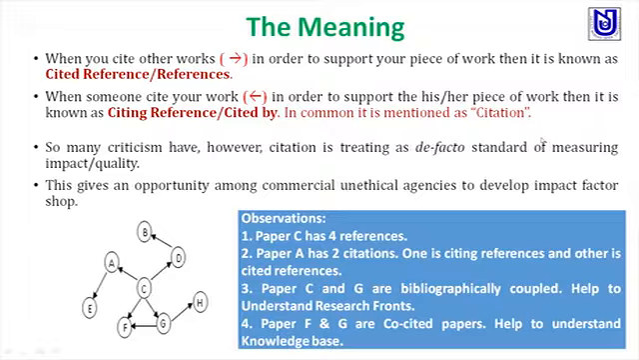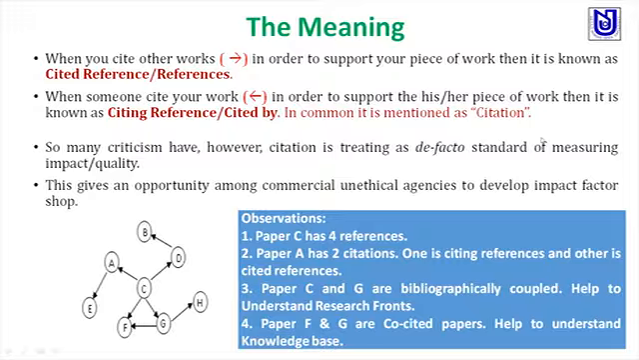But if you look clearly at paper A, then paper A has one inward link and one outward link. The inward link is citing references and the outer link is called cited references. That means a paper must have both those two links, cited as well as citing. Every paper should have both the two links.